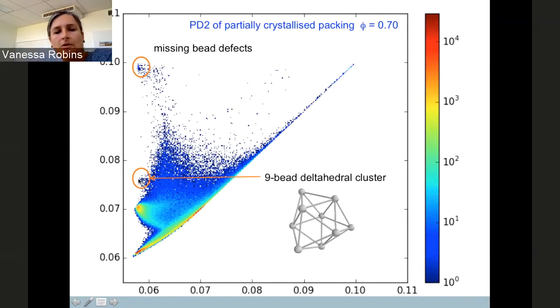So this little point here is due to some 9 bead clusters, and these ones up here are due to missing bead defects. So that's when you've got crystalline packing all around you, but for some reason one bead is missing out of the middle.